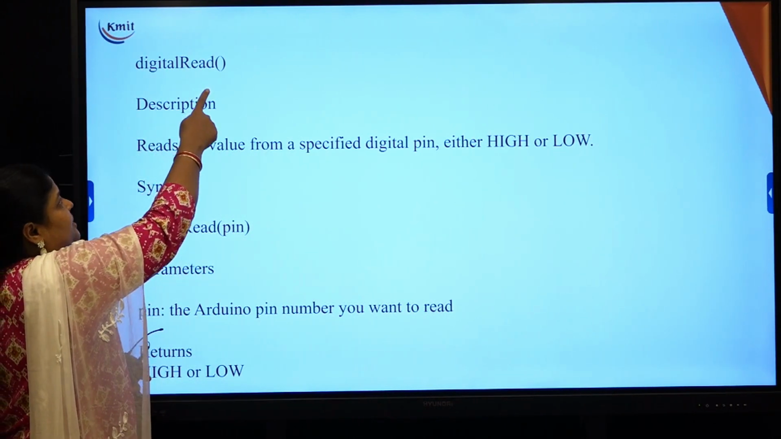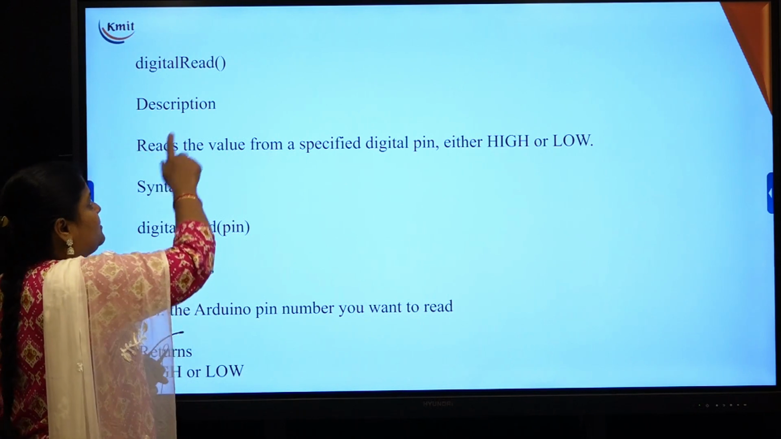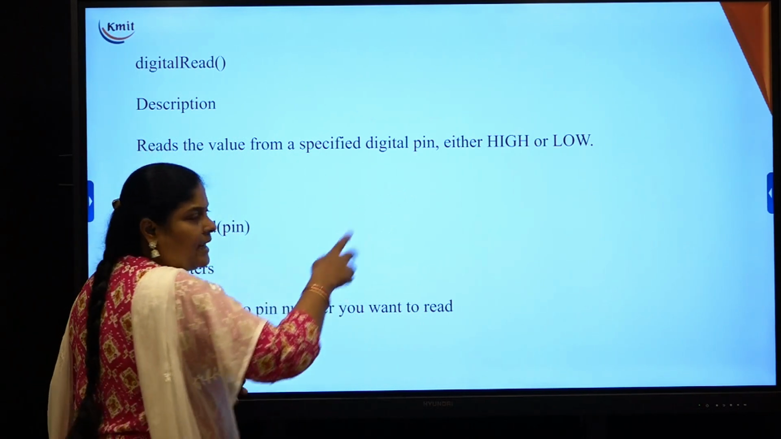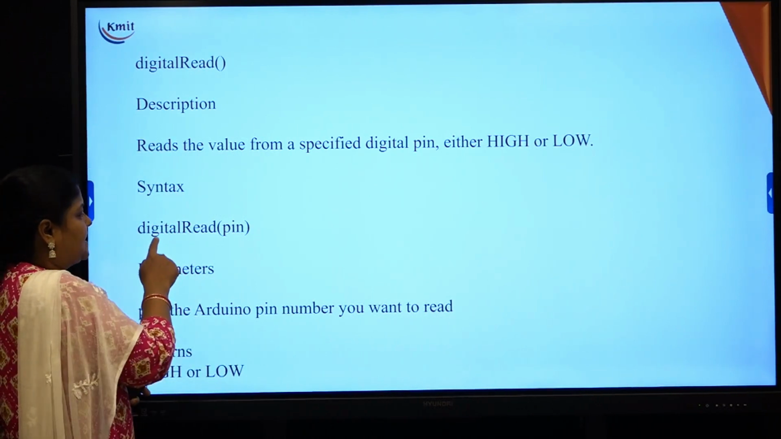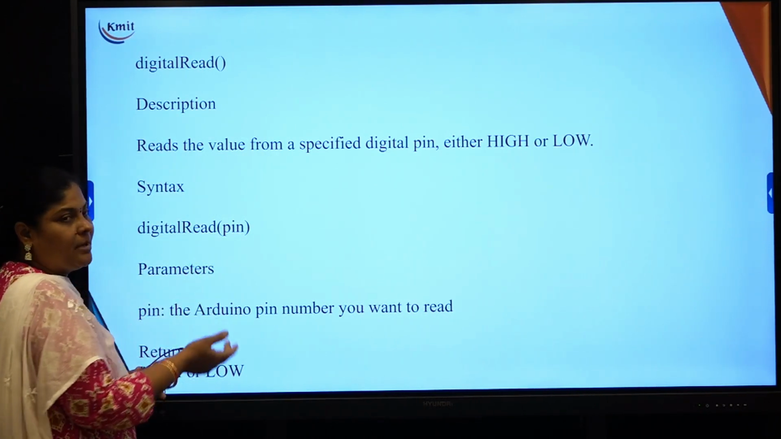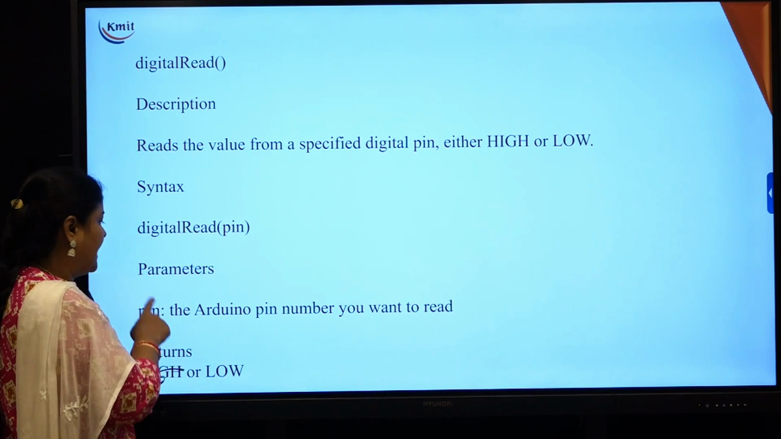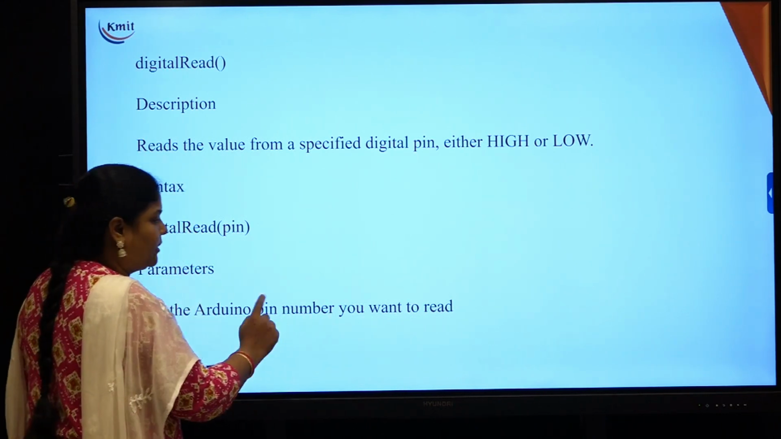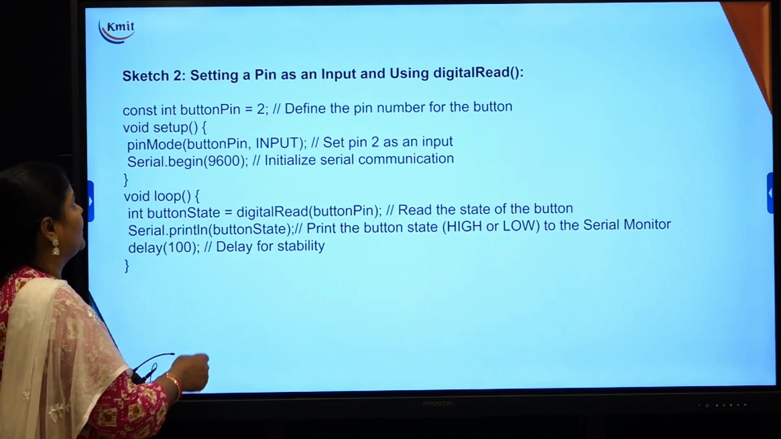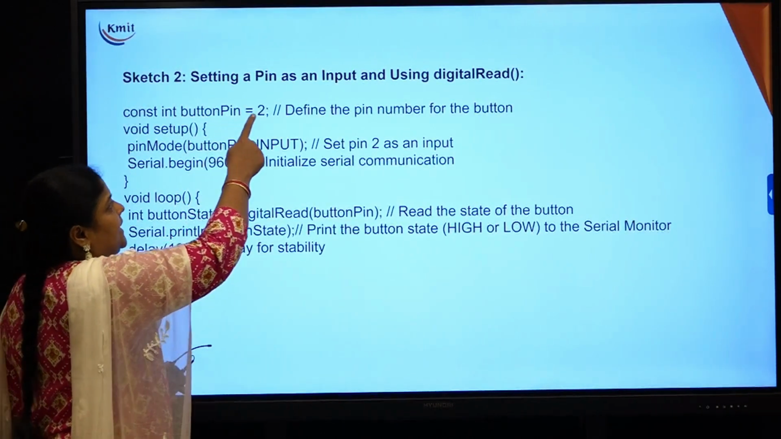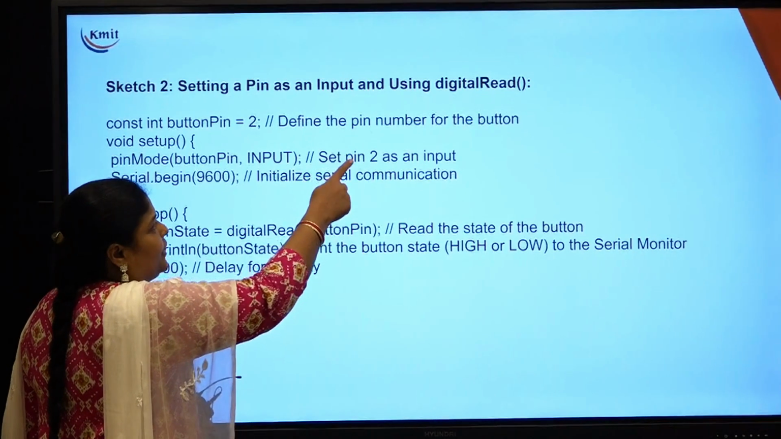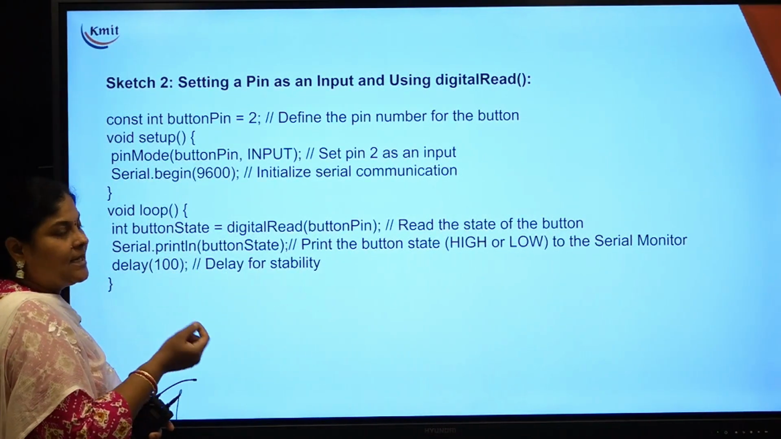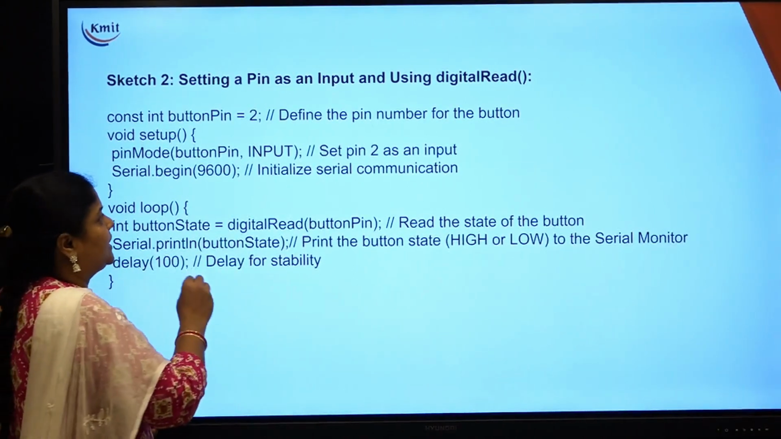Next method is digital read. Digital read description: it reads the value from the specified digital pin, either high or low. The syntax is digital read, with the pin number from which you want to read the data, and the parameter is the Arduino pin number, whichever pin you want to make an input. So this is setting a pin as an input and using digital read. Digital read means you are taking some value from that pin number.